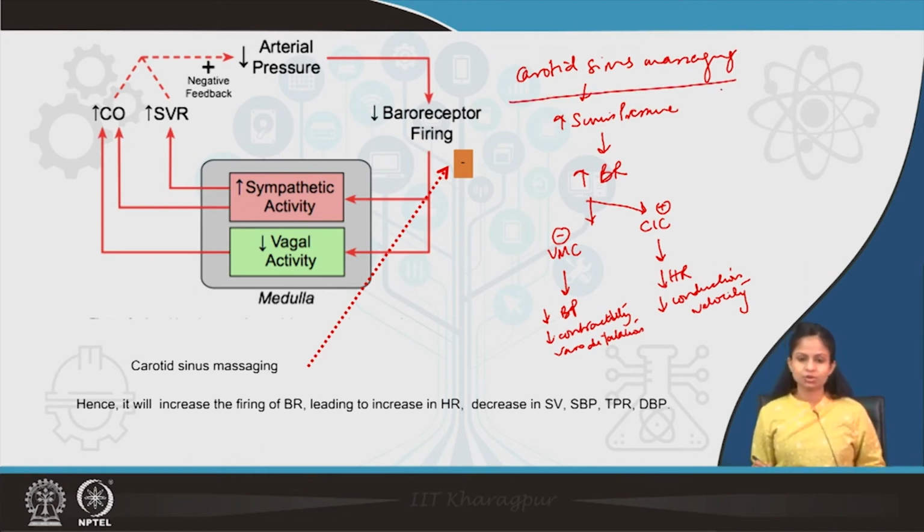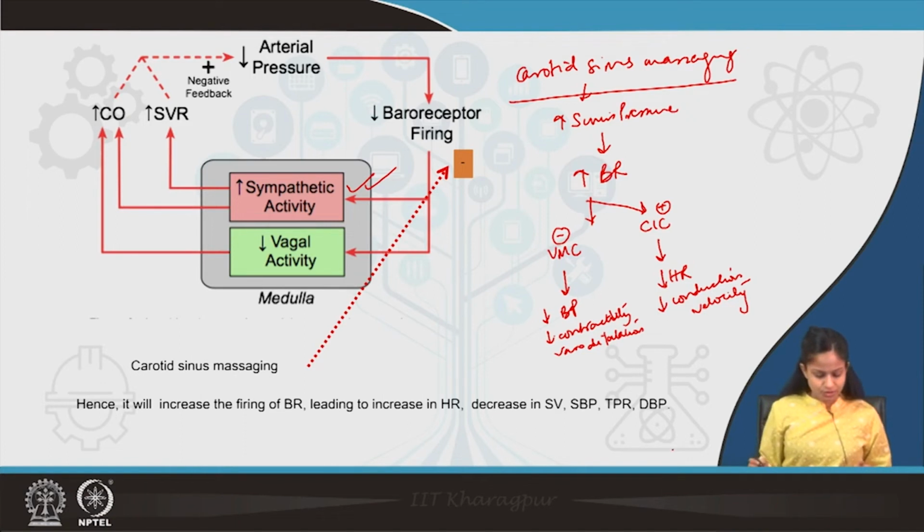Now, whenever there is no baroreceptor firing, that means whenever I already have decreased blood pressure, whenever my blood pressure is low, there is no stimulation of the baroreceptors. At that time there will be no inputs to the nucleus tractus solitarius to inhibit the vasomotor center. The vasomotor center will not remain under inhibition from the caudoventrolateral medulla. So, what will happen? It will remain tonically active, and there will be an increase in the sympathetic activity and a decrease in the vagal activity. So, there will be an increase in the heart rate, an increase in the cardiac contractility, and thus an increase in the blood pressure.